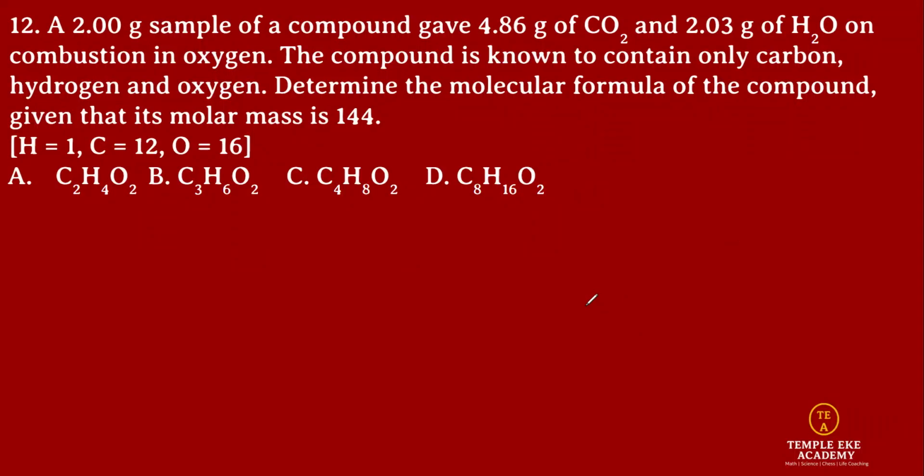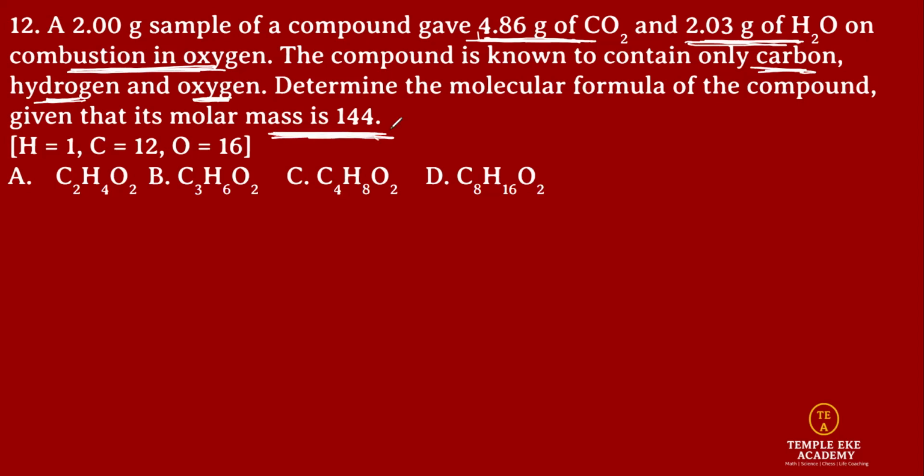All right. In this calculation, we are required to find the molecular formula of a compound, and we're given that 2.00 gram of the sample of the compound gave 4.86 gram of carbon 4 oxide and 2.03 gram of water on combustion in oxygen, burning in oxygen. The compound is known to contain 3 elements: carbon, hydrogen, and oxygen. And we're also provided with the molar mass of the compound, 144.